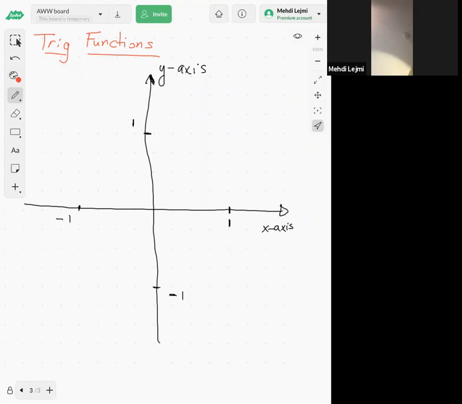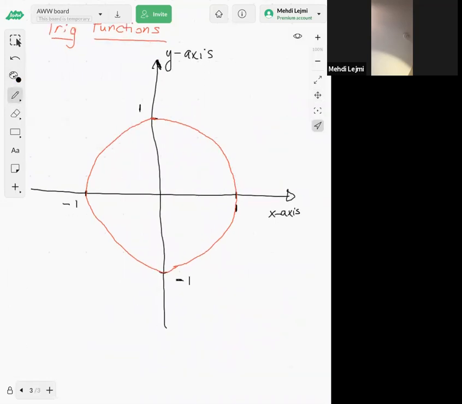And I have my unit circle. When I say unit circle, it means the circle of radius 1. It's not a very nice circle, but anyway, this is a unit circle because the radius is equal to 1. So what do I mean by the radius? Yeah, Glenn, we're going to have a lot of triangles now. So this is a unit circle.